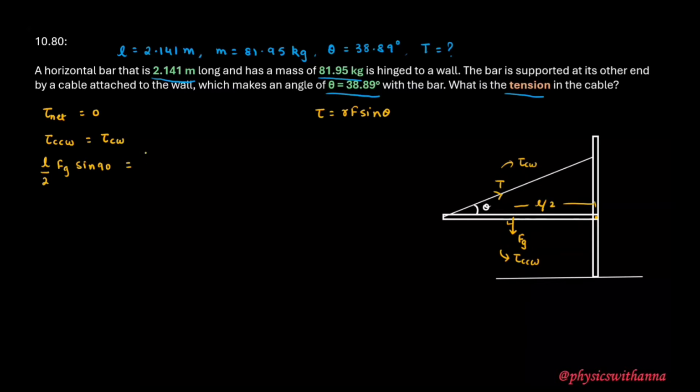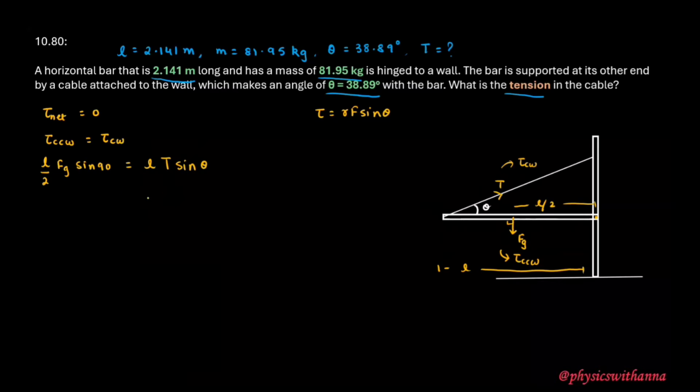That will be equal to clockwise torque, which is produced by the tension in the cable. The cable is attached to the other end of the rod. Therefore, its distance from the axis of rotation will be the total length of the rod, which we call L. So I can write for clockwise torque R as L. Force is the tension in the cable and it is making an angle of theta with the bar.